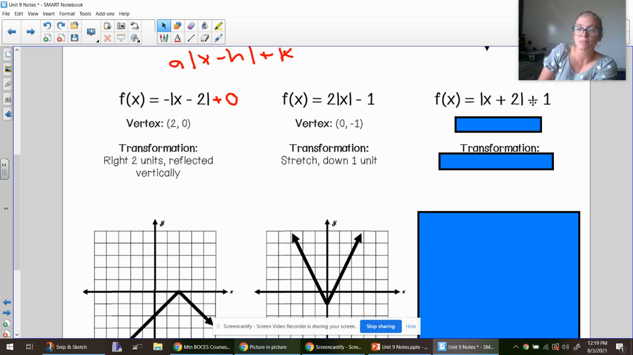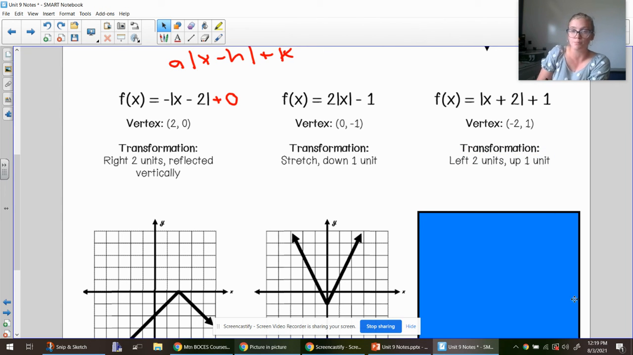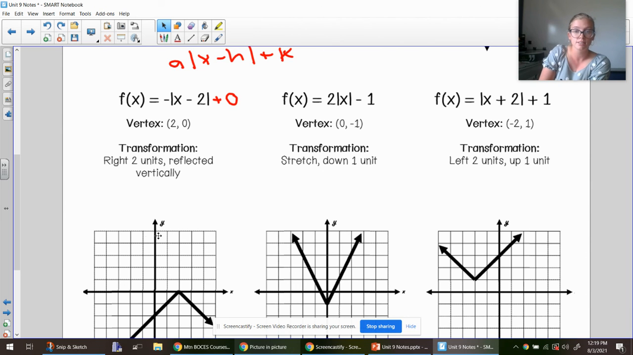Last but not least, we have absolute value of x plus 2, plus 1. Our vertex is going to be (h, k). It looks like (2, 1), but we always have to change the sign of the x, so it's going to be (-2, 1). There is no a value to change the shape of the graph, so we're going to shift left 2 units, up 1 unit. Here is our graph.